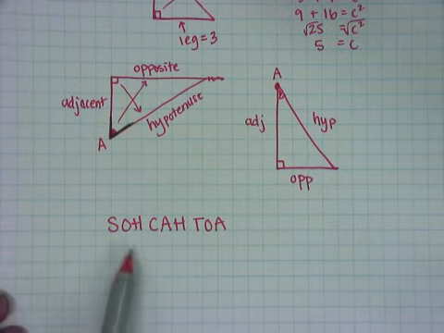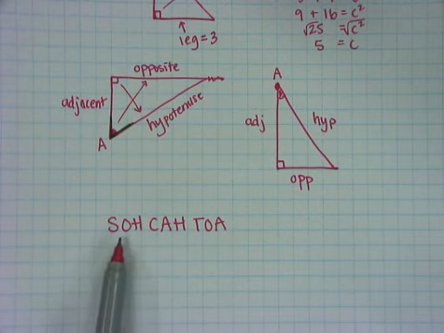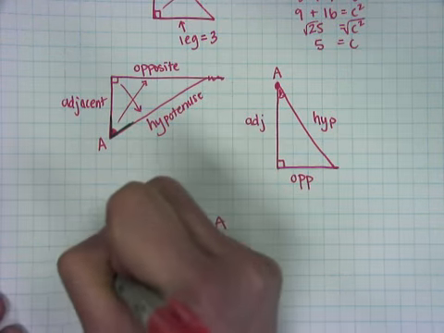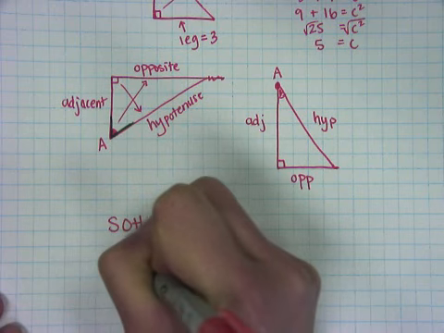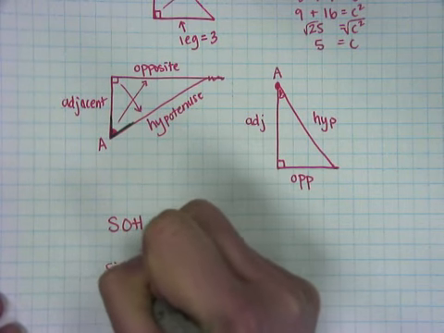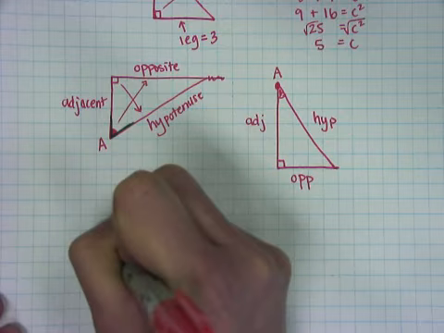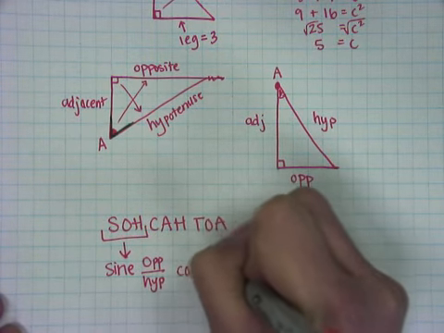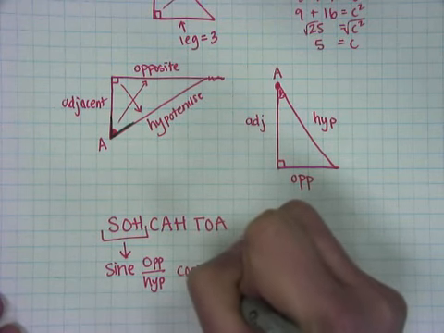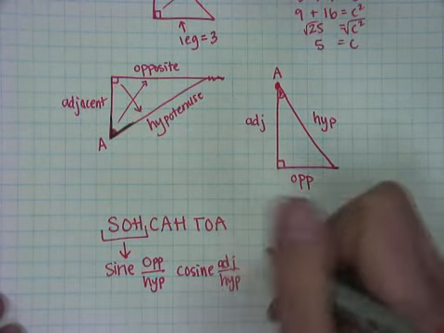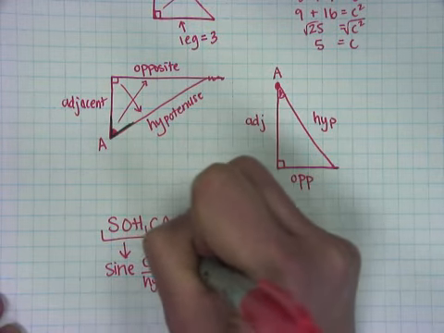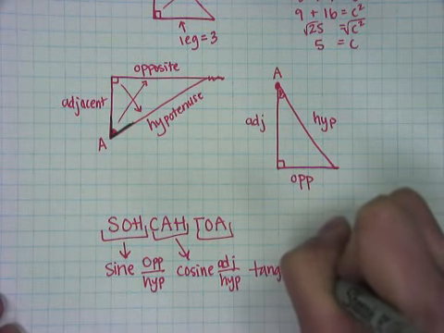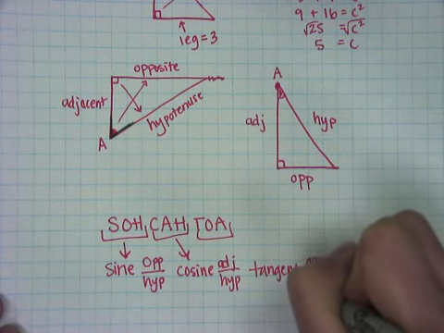SOHCAHTOA is a mnemonic device to help us remember which trig function goes with which sides. Here we have sine is opposite over hypotenuse. That's the SO. And then we have cosine is adjacent over hypotenuse. And we have TOA right here, which is tangent is opposite over adjacent.